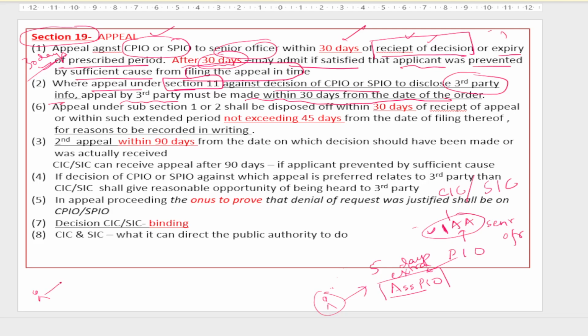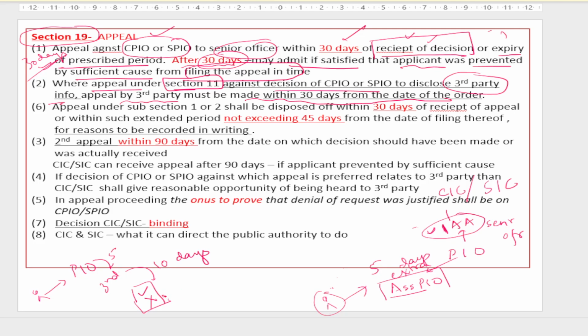So the applicant is filing an RTI application before the PIO and the information relates to a third party. The PIO, within 5 days, will write a letter to the third party asking them to give a representation within a 10-day period regarding whether they consent to the disclosure of information or do not consent. So within 10 days, the third party will make a representation.